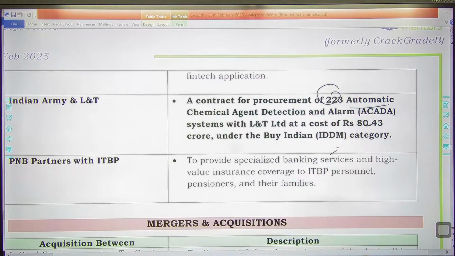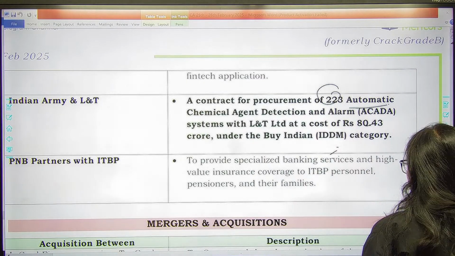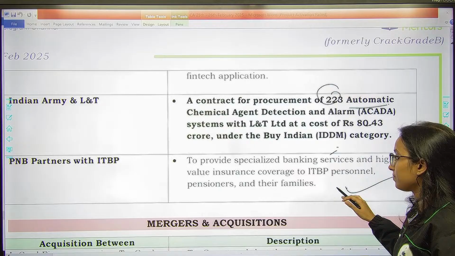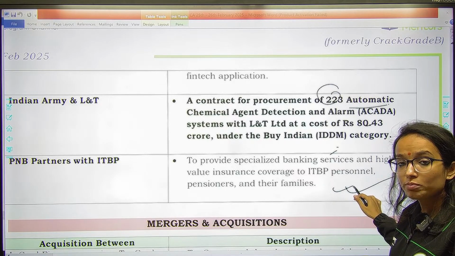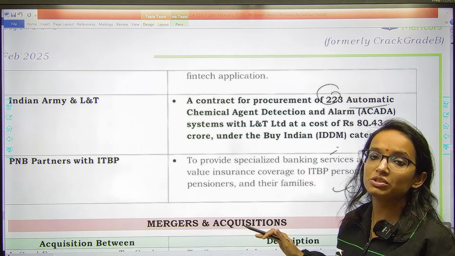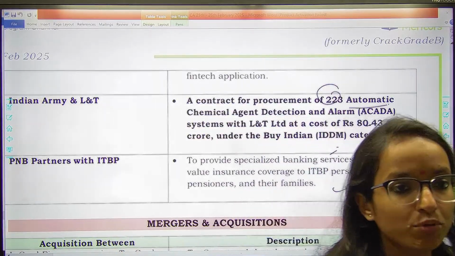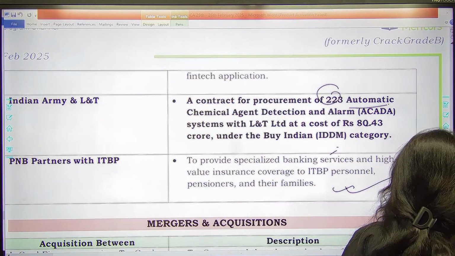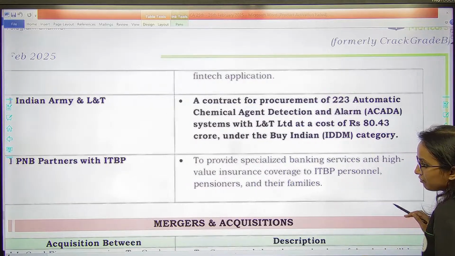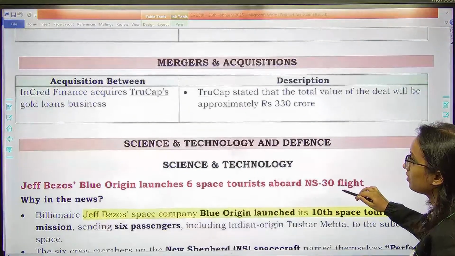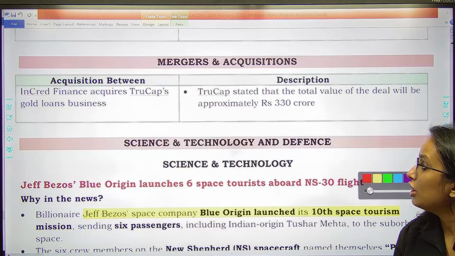Next is PNB has partnered with ITBP for specialized banking services and insurance policies to be provided to personnel and their families of ITBP. These are the important MOUs from 25-26 Feb. Now moving ahead with mergers and acquisition.